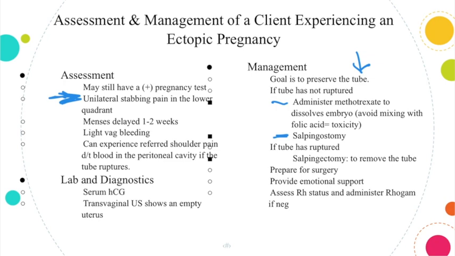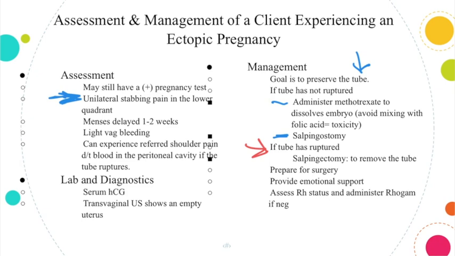If your tube has ruptured, so if they came in too late and the tube has ruptured, the plan of care is different. What they're going to do is have surgery. So they have to sign consents for surgery. They have to remove the tube. And now we have to have that conversation of possible infertility. Always there's a chance of a repeat ectopic. And maybe they didn't even know they were pregnant.